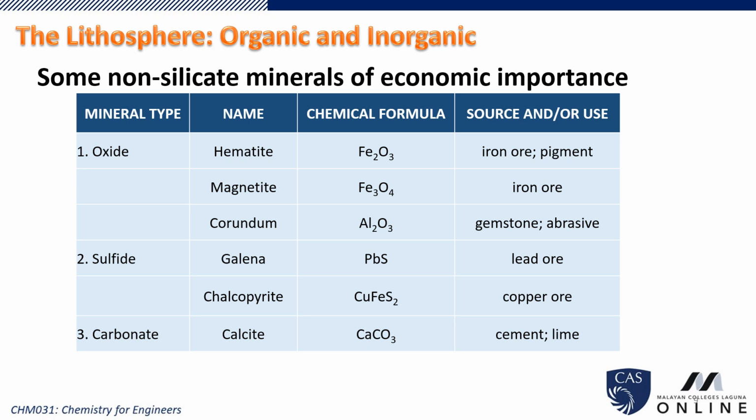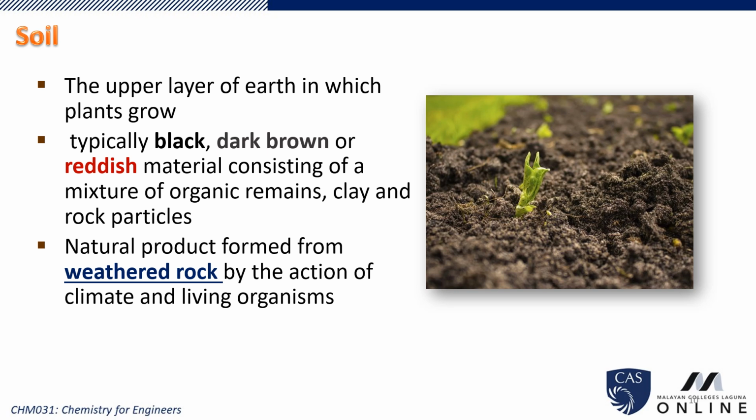Examples of these minerals include hematite for iron, chalcopyrite for copper, and calcite for calcium carbonate. These minerals influence soil chemistry. Soil is the upper layer of the earth where plants grow. It is a mixture of organic matter, minerals, and weathered rock.